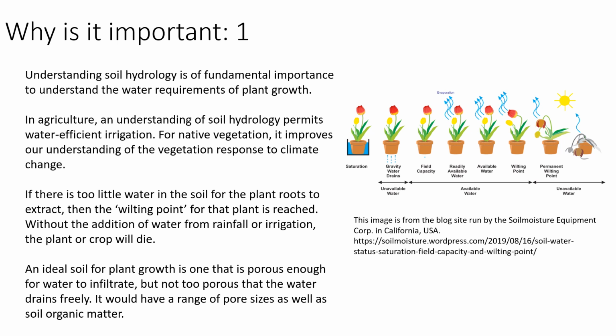And an ideal soil for plant growth is one that is porous enough for water to infiltrate, because you need to get the water in, but not so porous that the water drains so freely that the water leaves too quickly. And that means it would probably have a range of pore sizes, as well as soil organic matter, which helps improve the soil texture, which then helps it retain water. More of that in the lab class.